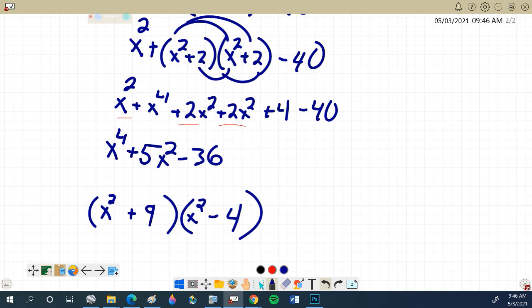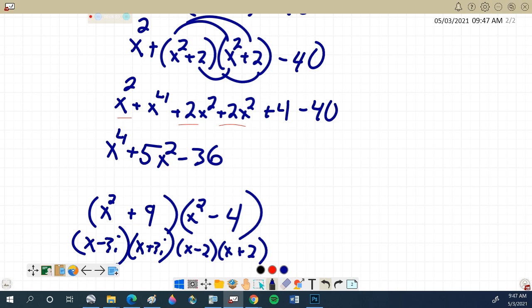Now, do any of those factor further? The second one becomes x minus 2 and x plus 2. What about the first one? It's not 3 and 3. 3i and negative 3i. So it's x minus 3i and x plus 3i. What does that mean? The roots are imaginary, which means they're not part of the solution set.